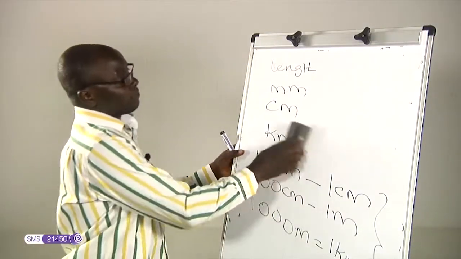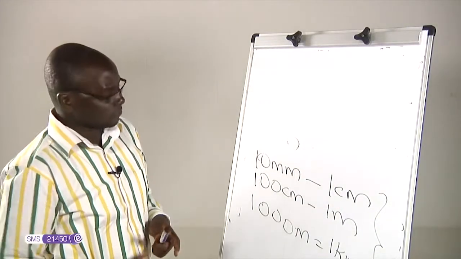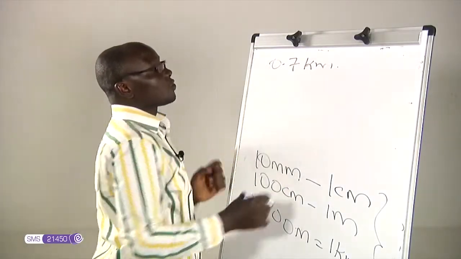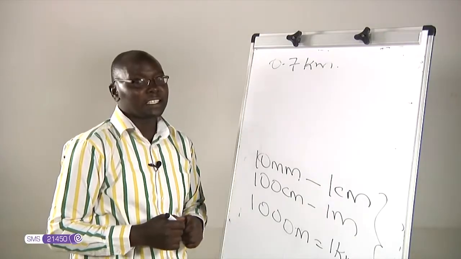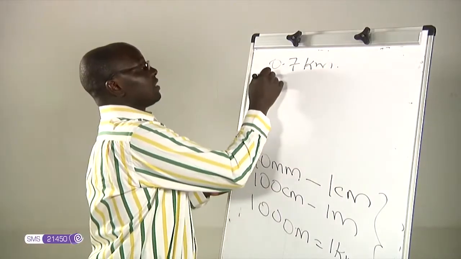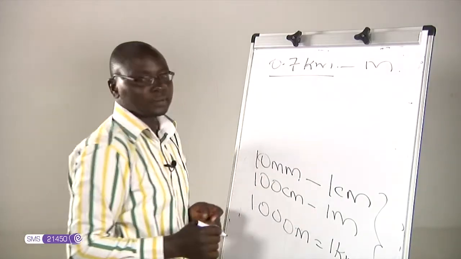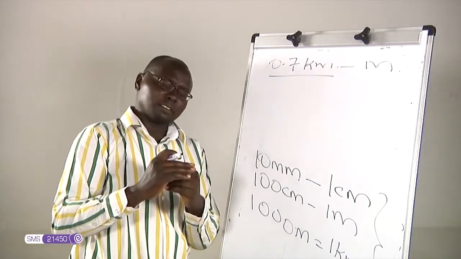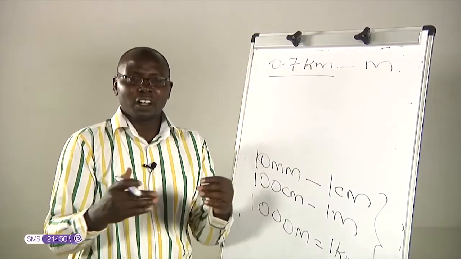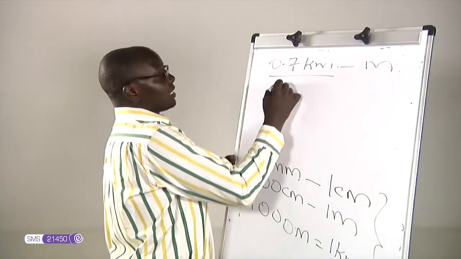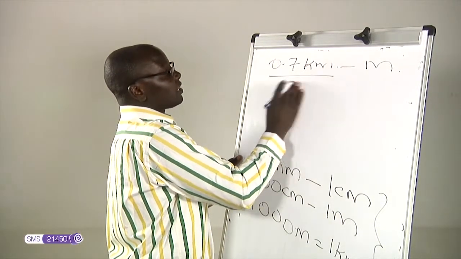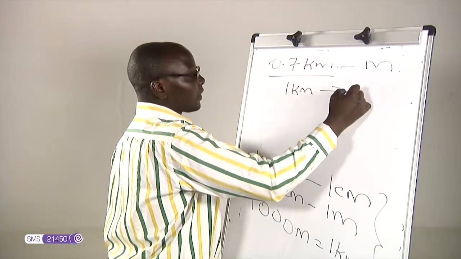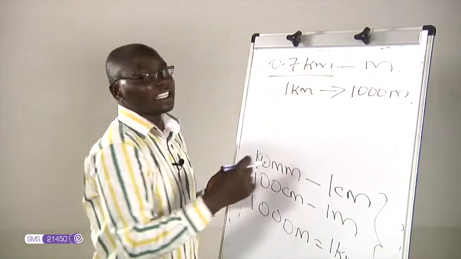And let me just take one example before we proceed. Suppose we have 0.7 kilometers. You are told to convert to meters. How do you do that? First of all, you are told to change this into meters. It's good to write the link between these two units. You are converting kilometers and meters. We must ask ourselves, what is the link between these two units? So we write here 1 kilometer is equal to 1,000 meters. That is the relationship between the two.